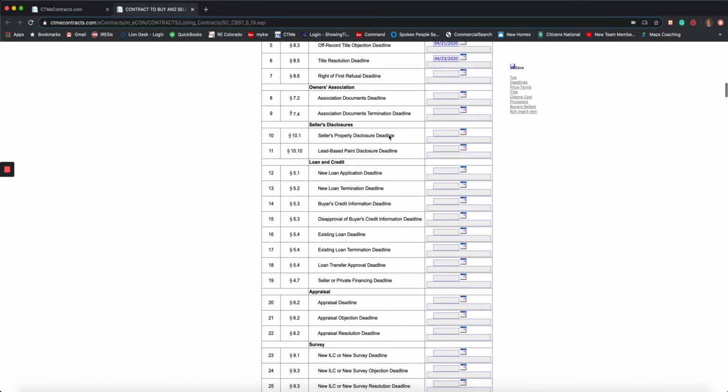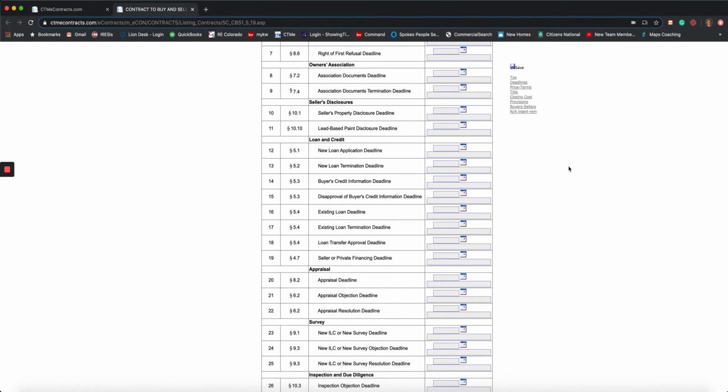Moving right along, owners association. I wish this said homeowners association, so that we all would know that this is in balance with the HOA. But there are two deadlines here. There's one for the HOA documents to be delivered to the buyer from the seller or the HOA company, or possibly the title company.